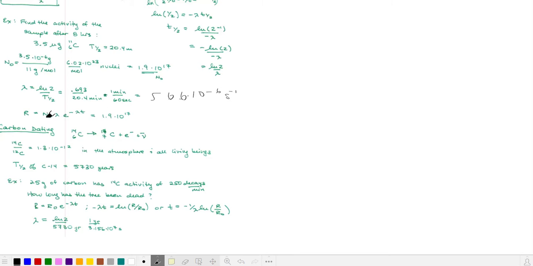And then to find the rate, I have my N naught, which is 1.9 times 10 to the 17th, my lambda, which is this number, and then e to the minus lambda times t. So after 8 hours, I have to convert hours to seconds. 1 hour is 60 minutes, and 60 seconds per minute gives me 3,600 seconds. I really don't like this. So I'm going to pause here while I plug that into my calculator.